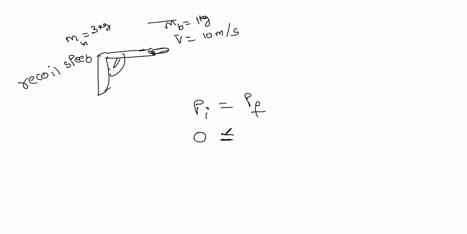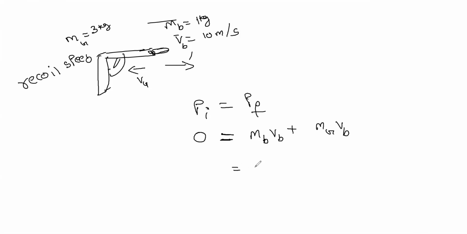Now, just after firing, when the bullet goes to the right side, the gun moves backwards, right? So that is the velocity of the gun, Vg, and the velocity of the bullet is given. Now, what is mass of the bullet into velocity of the bullet plus mass of the gun into velocity of the gun? This is the thing, right?